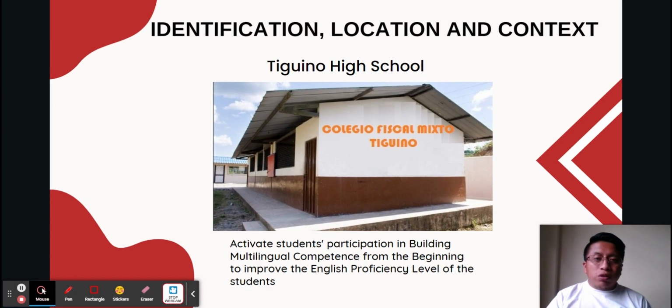The curriculum was designed for Tiguino High School, that is located in Coca City, Cristalino community, and it is a public high school. The goal of this curriculum is to activate student participation in building multilingual competence from the beginning to improve the English proficiency because they speak Spanish, Guarani, and Shuar.